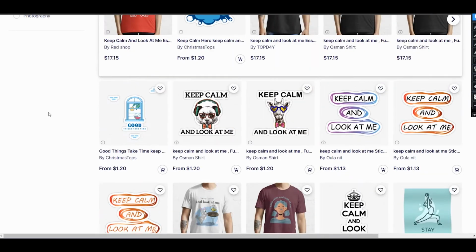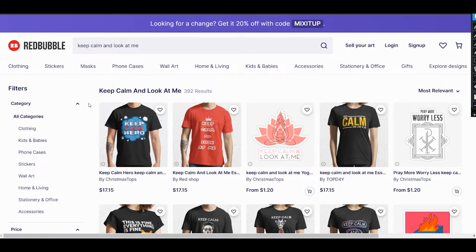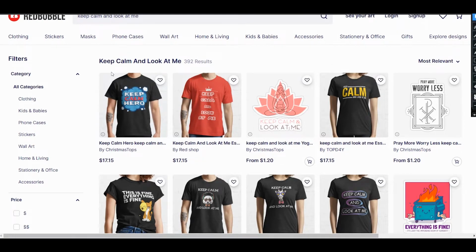You can have some different variations for this phrase, and I don't have a lot of expectations for this design for some really huge sales, but I think that time to time you can also find some good sales, and it will be a good income for a small amount of your work.